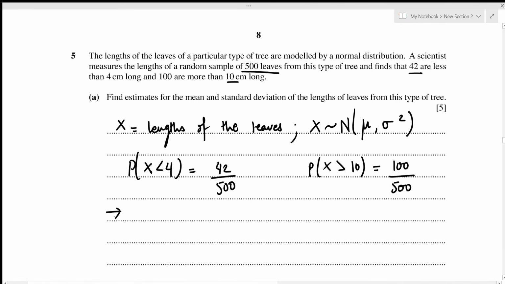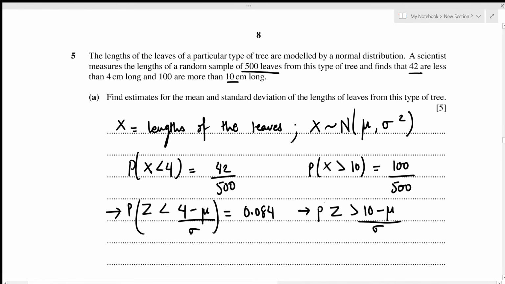Alright, since we know that x follows the normal distribution, the first step would be to standardize. So that's going to be P(z less than (4 minus mu) divided by sigma). We do not know the value, so that's just the parameter mu divided by the standard deviation sigma. That's going to be equal to 42 by 500, which is 0.084. And then we have the probability P(z greater than (10 minus mu) divided by sigma) equals 100 by 500, which is equivalent to 0.2.